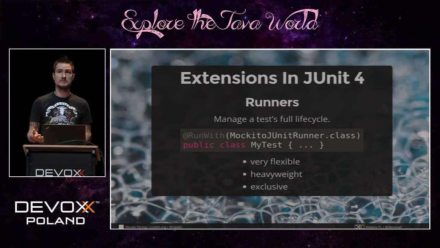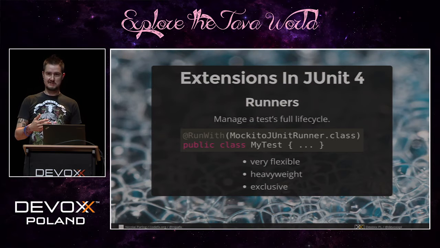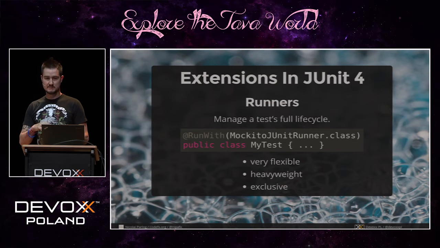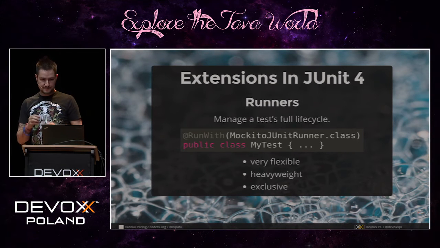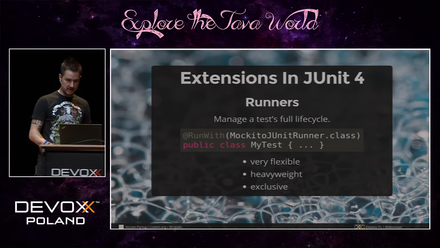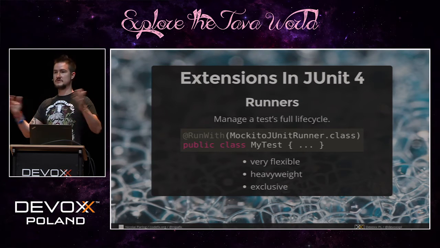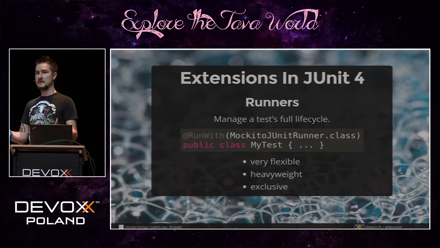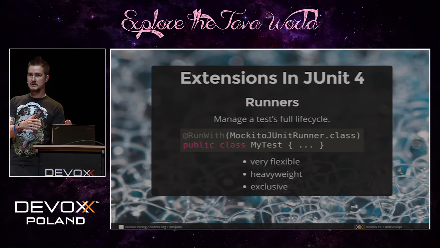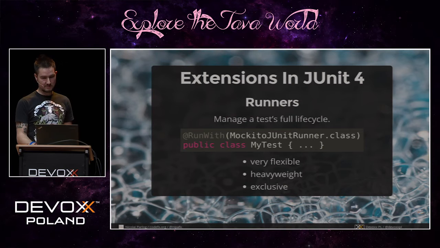And this, of course, made it very flexible. You could basically do whatever you wanted. There's few things that you couldn't do that way. But it's also pretty heavyweight. If you want to do just a small thing, and you had to use runners because there was no alternative back then, you still had to do all of the ceremony and everything else. And then you had the problem that it was exclusive. So you couldn't mix your runner with the Mockito runner. You had to pick one. And that was actually a big problem.